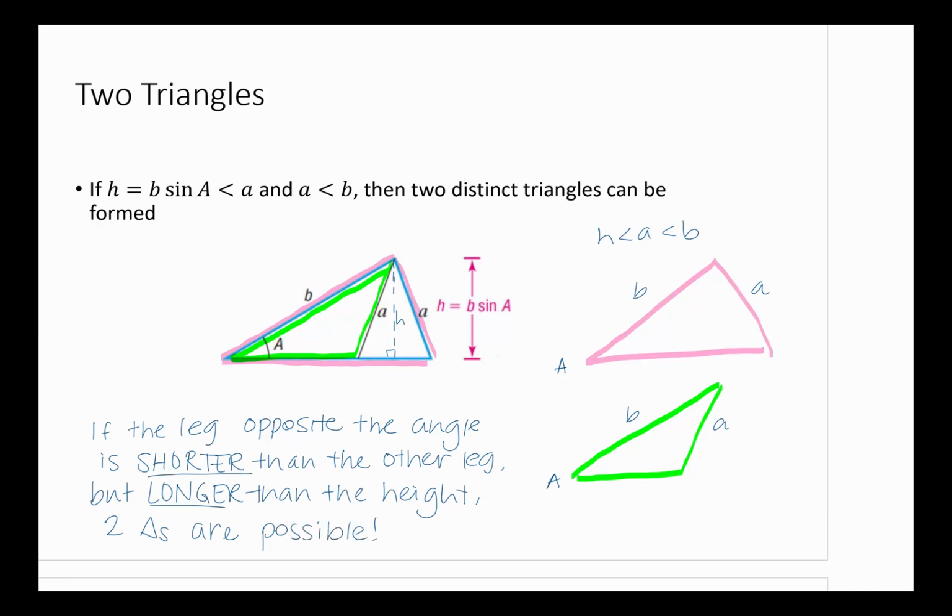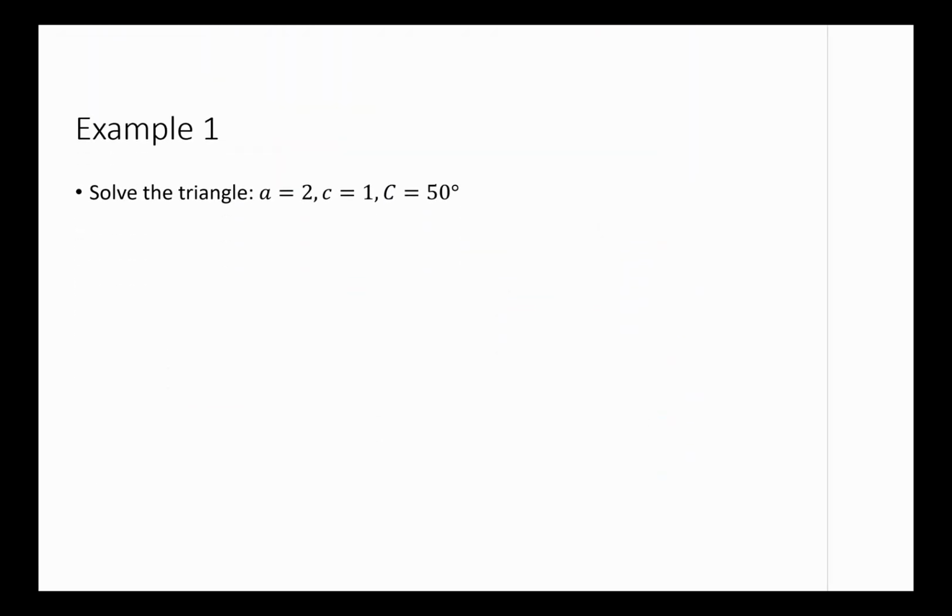So shorter, longer, 2 triangles. So it has to be between the height and that other side. So we've talked about the theory. We've kind of explained all those. So let's look at some examples.